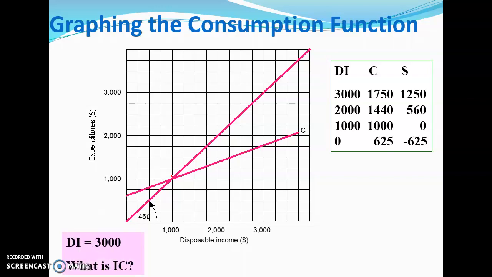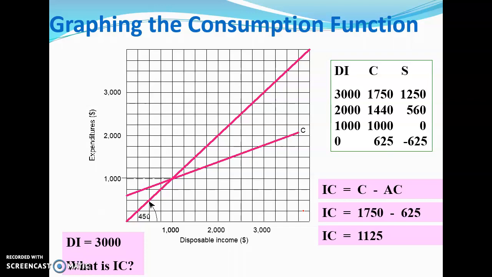So what happens if your disposable income is equal to 3000? At 3000, your consumption is equal to 1750. So 1750 minus 625, the answer is equal to 1125. So whatever your autonomous consumption is, you have to deduct it from the consumption, and the answer is your induced consumption. So consumption is composed of two parts, induced consumption and autonomous consumption.